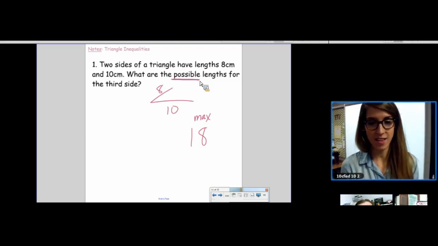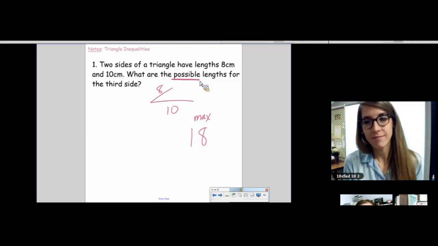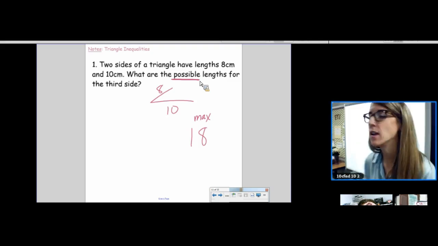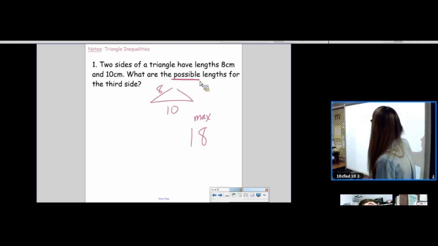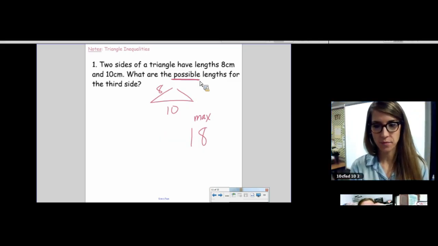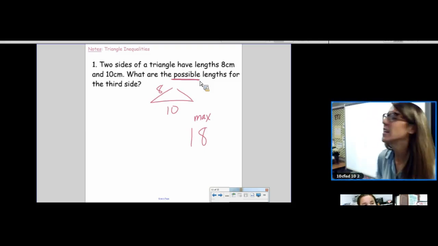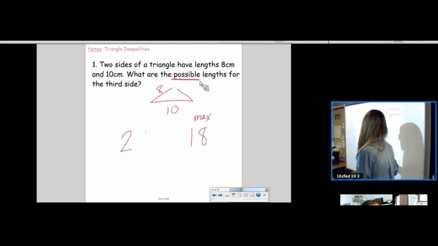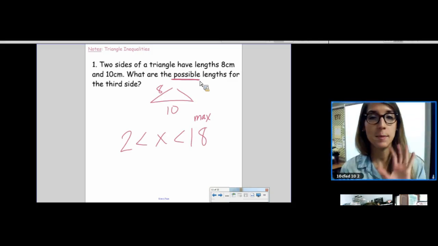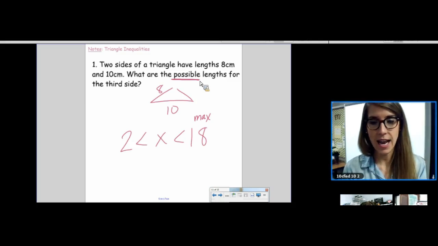What's the smallest the third side could be? It can be greater than 3. The smallest the third side could be. What number could pair with 8 and it would reach? No, it can be smaller than 3. 2.2? There you go, 2.00001. So 2 is actually the minimum, as long as you don't include it. So the third side is x. X needs to be greater than 2, not greater than or equal to. It needs to be greater than 2 and less than 18.